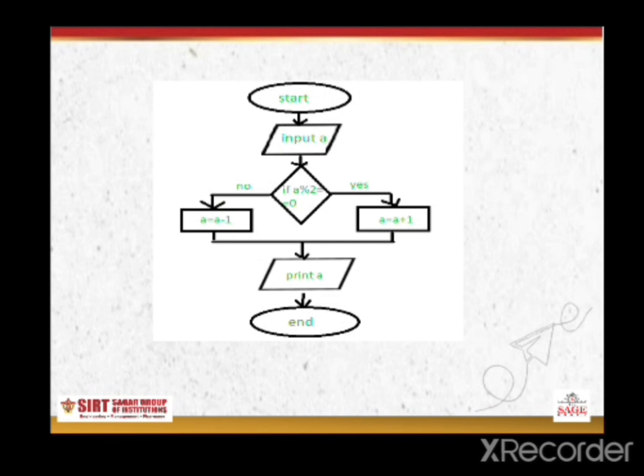There are different types of conditions, like finding the greater number, finding a negative number, or finding the greater number between two numbers. These are the situations where we have conditions. So for the condition purpose, we use a diamond-like shape.